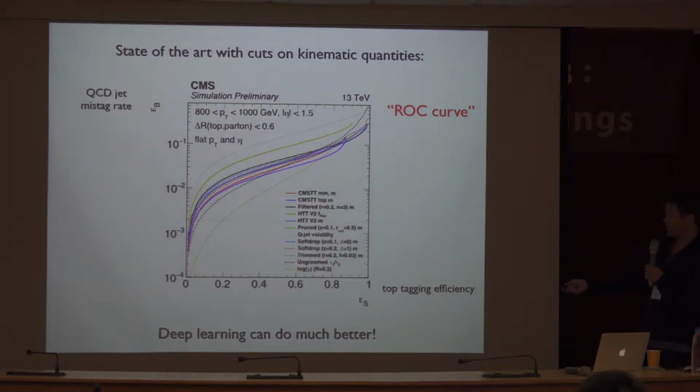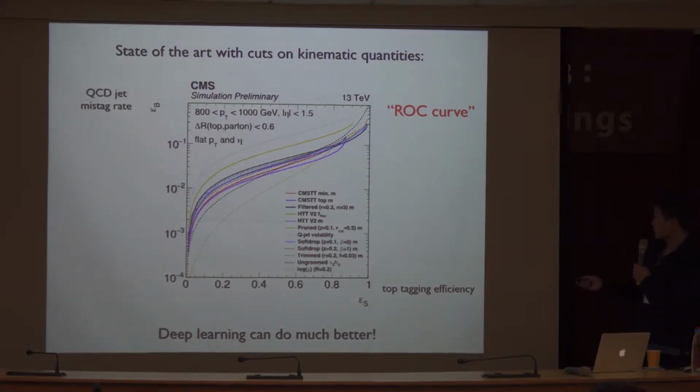And so on the x-axis, you have the top tagging efficiency. So here's where you accept all the events as tops, and here's where you are very, very picky and reject all your events. It says none of them are tops. And versus here, this is the QCD jet mistag rate. So here, in this corner, you're accepting everything, and in this corner, you're rejecting everything. And so a better classifier lives more up here. Sorry, a better classifier lives more down here.